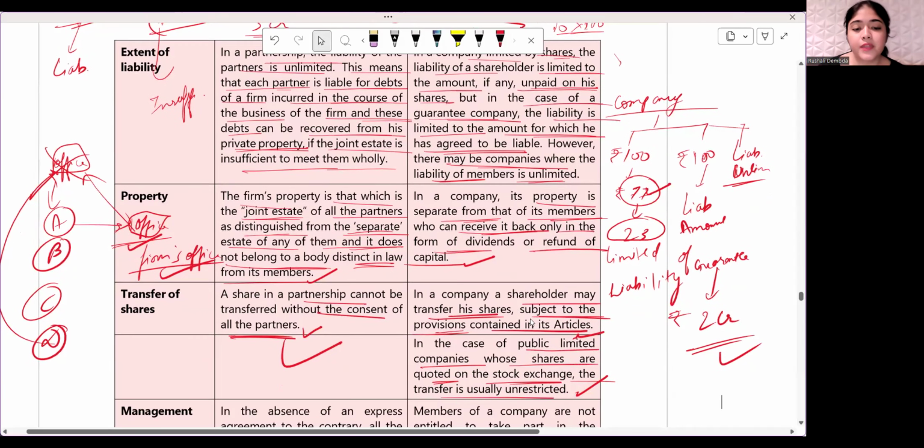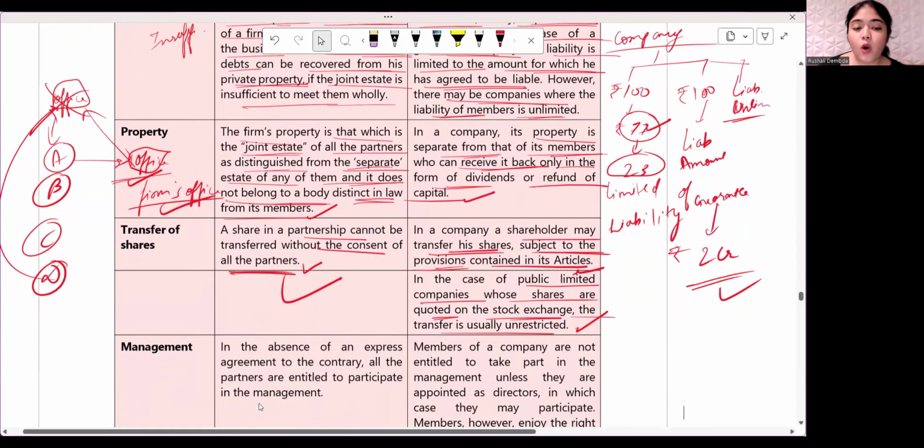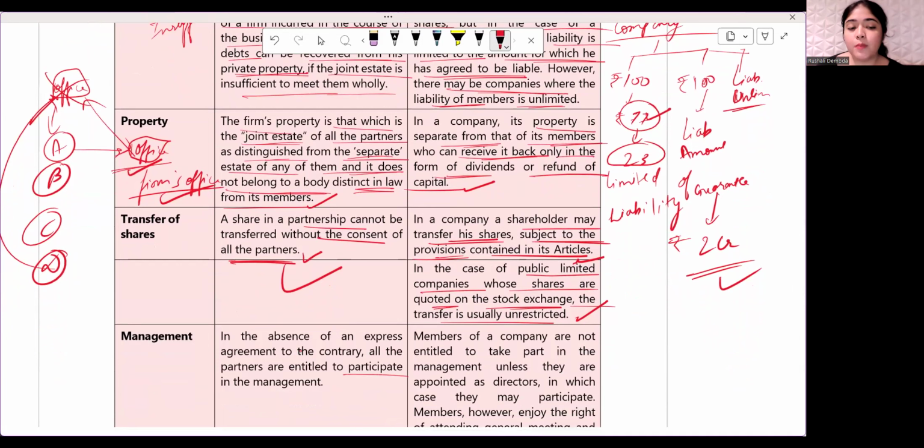Now, management. In the absence of an express agreement to the contrary, all the partners are entitled to participate in management. If it is written in the partnership deed that only A will be the managing person, then A will manage. Otherwise, in the absence of a written express agreement, all the partners can become the managers of that business.